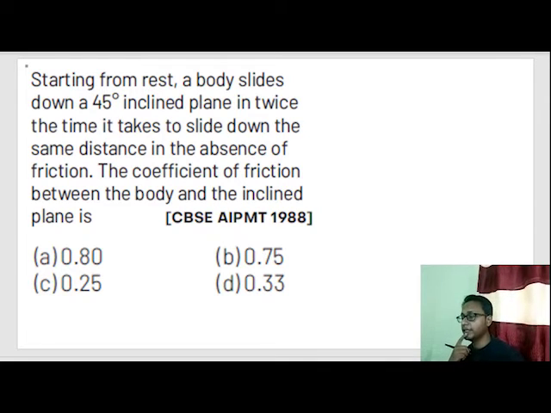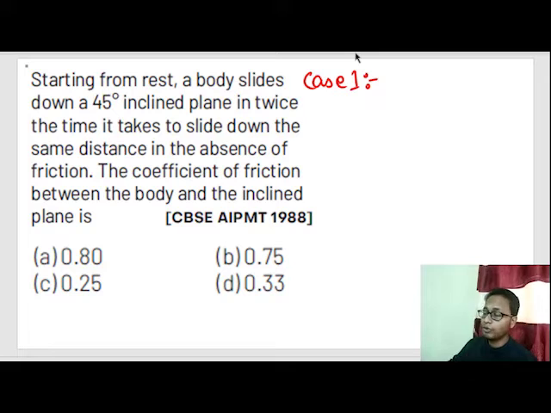Starting from rest, a body slides down a 45-degree angle in twice the time it takes to slide down the same distance in absence of friction. The coefficient of friction between the body and the inclined plane is. This question will seem difficult because it is a combination of kinematics and dynamics. Okay, but we'll do one at a time.